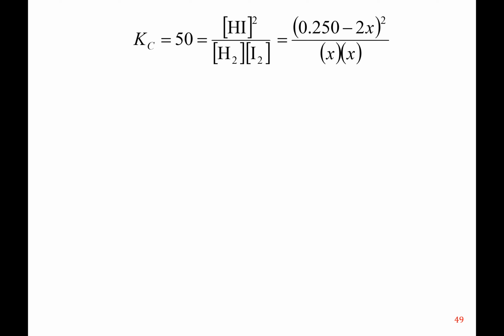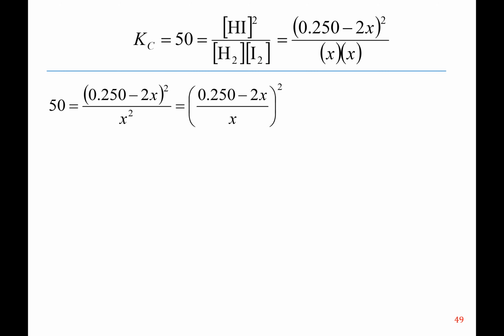And we can just fill in our x expressions. So now we know we have 0.250 minus 2x squared over x times x. Okay, so since we have basically a squared term over a squared term, we can pop this out and just make the whole thing squared. So instead we'll have 0.250 minus 2x over x squared. So we'll square the entire term rather than squaring it individually.